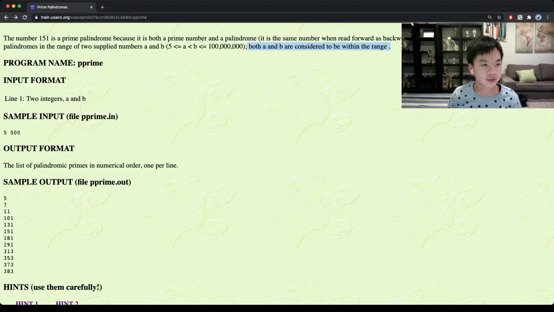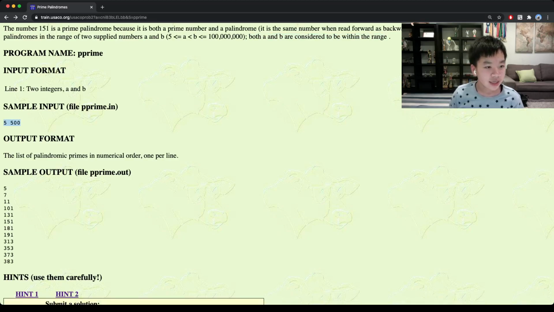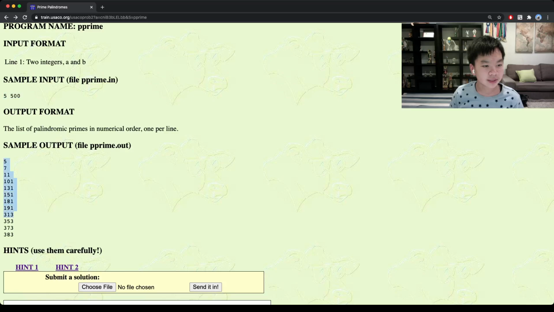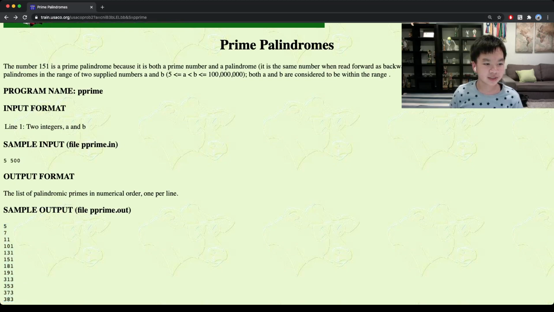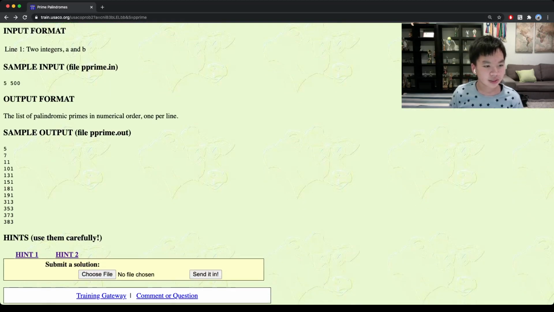Okay, so for this example, we're given A equals 5 and B equals 500. And then here are the answers. Okay, so 5 is a palindrome, since a palindrome is a number that reads the same forwards and backwards. 5 is one since it reads forwards as backwards. And so it's like 313, and all these are also primes.